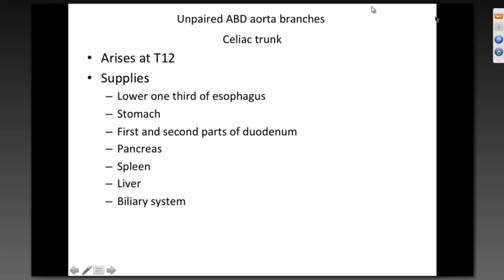All right, so let's talk about some more vessels that are going to be present in the abdominal area.